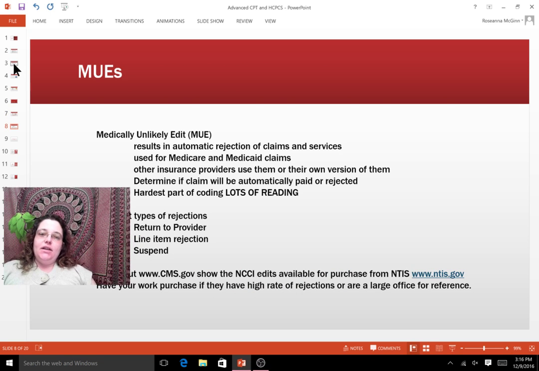So, medically unlikely edits, MUE. You never hear people call it a medically unlikely edit. They call it MUE, and that's probably just to confuse everyone. Medically unlikely edits automatically result in a rejection of the claim for the services, and are used by Medicaid and Medicare claims. Other insurance providers actually use them or their own version of them. They determine if the claim will be automatically paid or rejected.